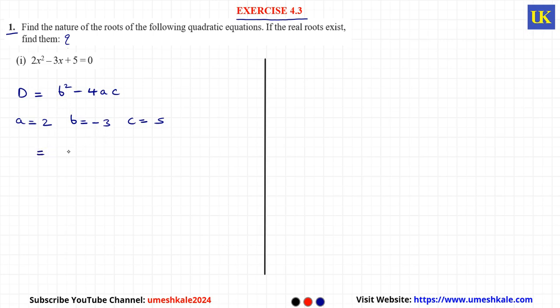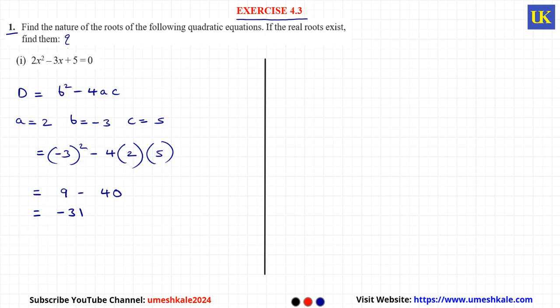So b means 3, so 3 square, right? Because it is b square. Then minus from the formula. Then 4, and a is 2 as per the formula. a value is 2. And c is how much? 5. So c is 5. Then 3 into 3 is 9, minus 4 times 2 is 8, 8 times 5 is 40. So 40. So 9 minus 40 will give us minus 31. So the number is negative.